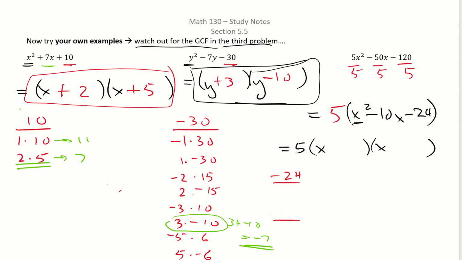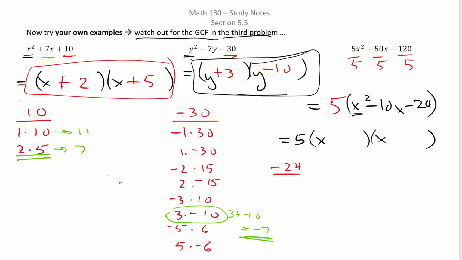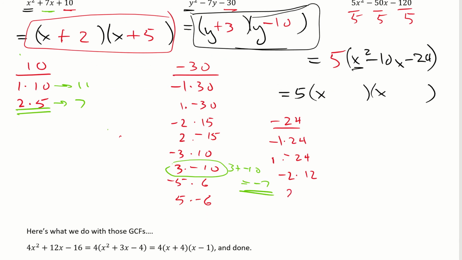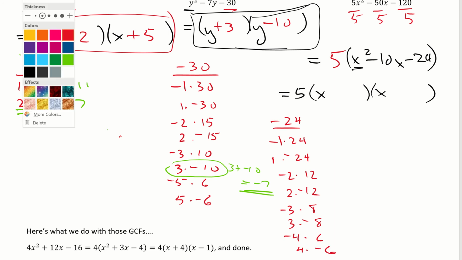We've got to do this thing again. So we have minus 1 times 24. 1 times minus 24. Minus 2 times 12. This is a tough one. 2 times minus 12. Minus 3 times 8. 3 times minus 8. Minus 4 times 6. 4 times minus 6. Which one, folks, adds up to the magic number?